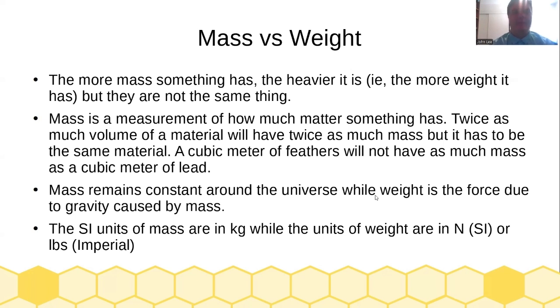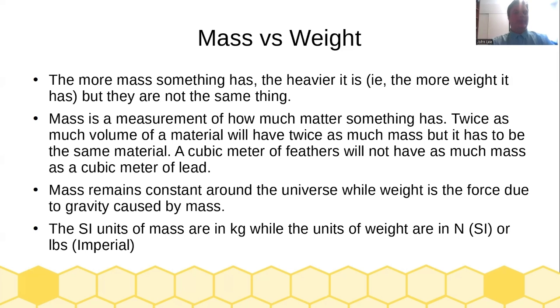The more mass something has, the heavier it is, i.e., the more weight it has, but these are not the same thing. Mass is a measurement of how much matter something has. So if you have twice as much volume of a material, you will have twice as much mass, but it has to be the same material. So if you have 2 cubic meters of lead, then that will be twice as much mass as 1 cubic meter of lead. But a cubic meter of feathers will not have as much mass as a cubic meter of lead.